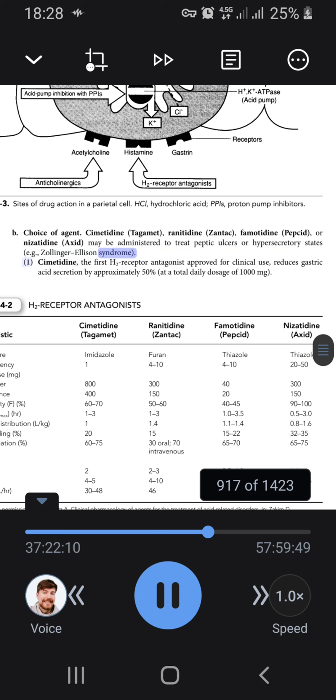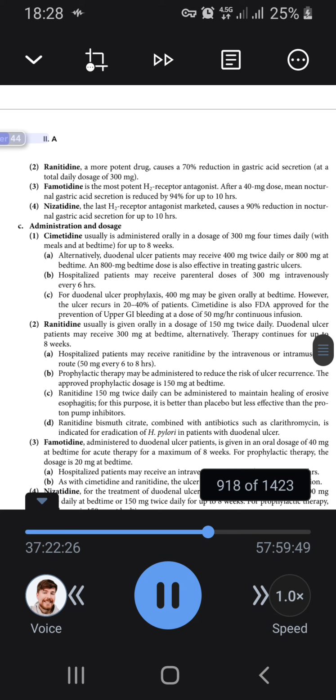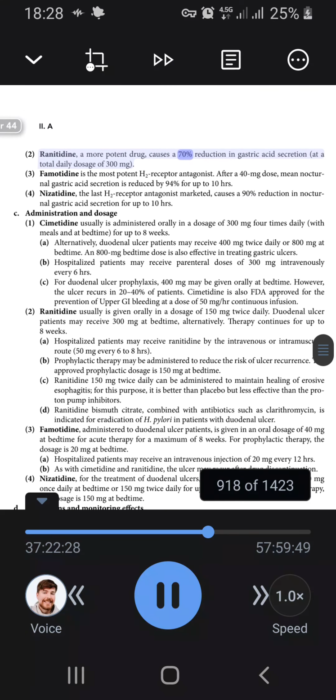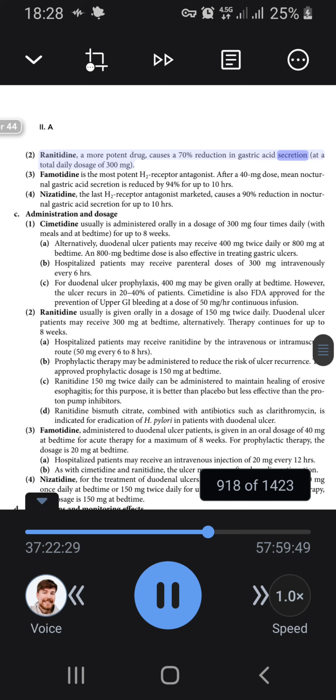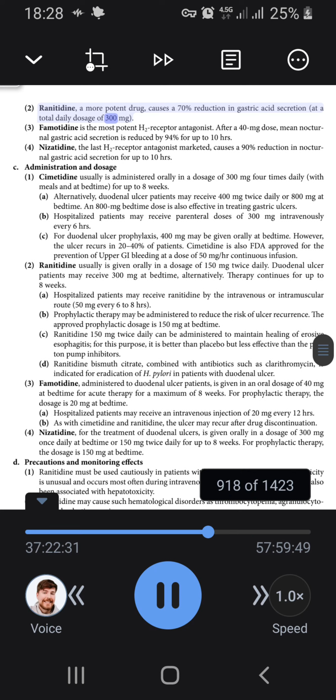1. Cimetidine, the first H2 receptor antagonist approved for clinical use, reduces gastric acid secretion by approximately 50% at a total daily dosage of 1,000 milligrams. 2. Ranitidine, a more potent drug, causes a 70% reduction in gastric acid secretion at a total daily dosage of 300 milligrams.